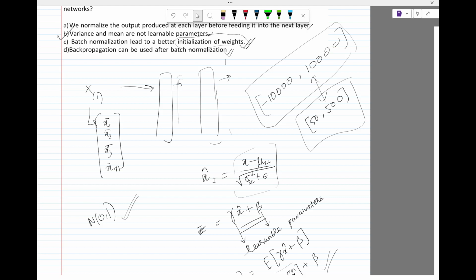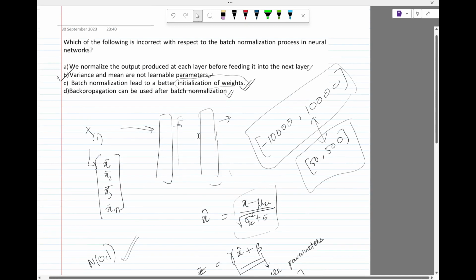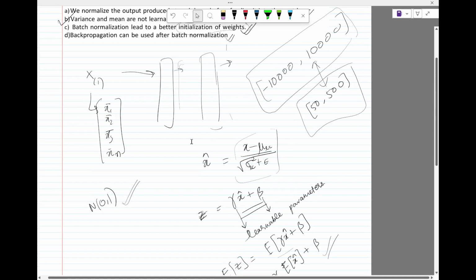Okay, any doubts on this? So all we had to know for this question was how the batch norm is implemented.